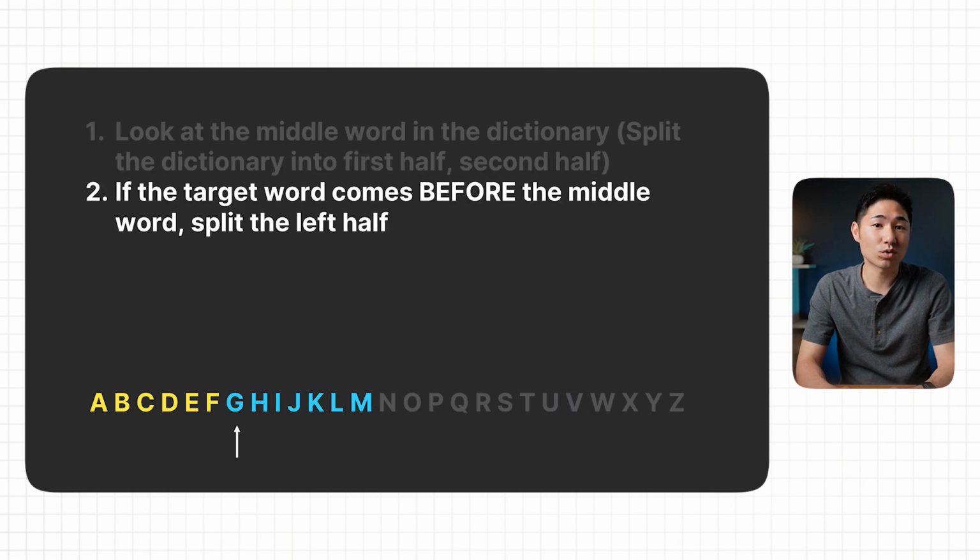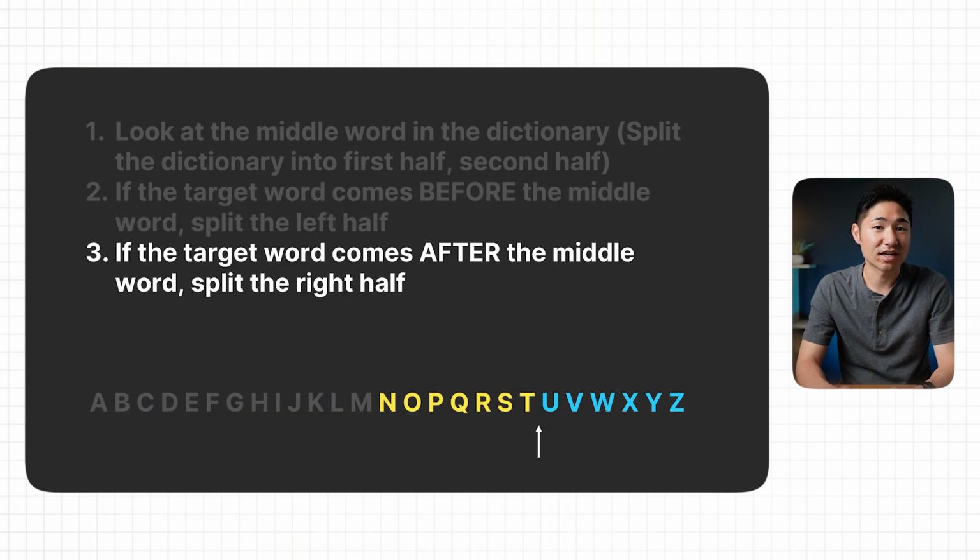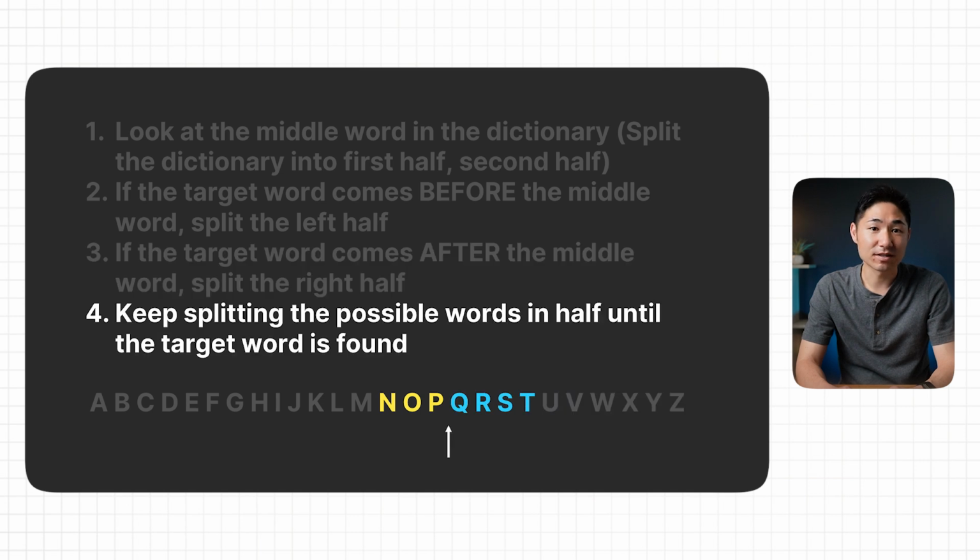2. If the target word comes before the middle word, split the left half into half again and repeat. 3. If the target word comes after the middle word, split the right half into half and repeat. Keep splitting the possible words in half until we find the word or there are no more pages to search.